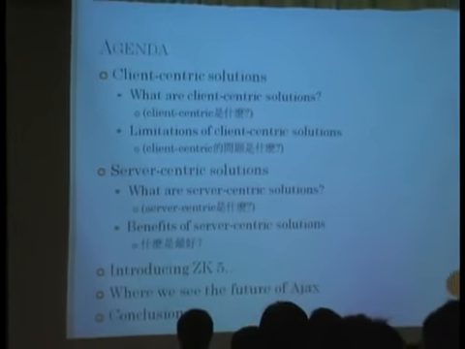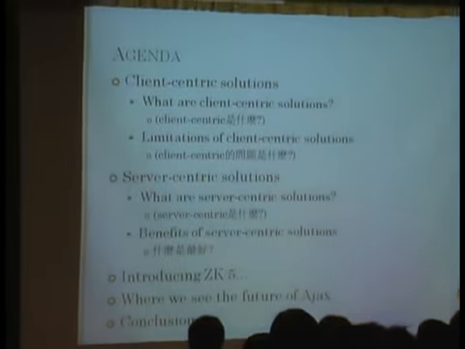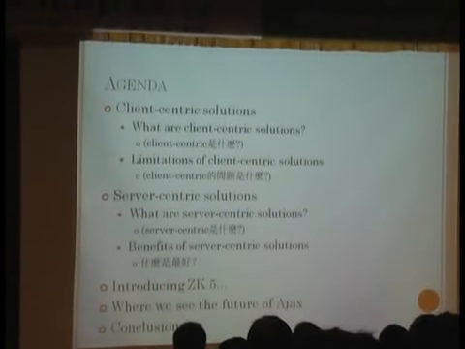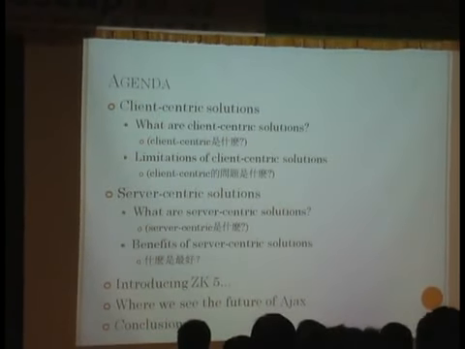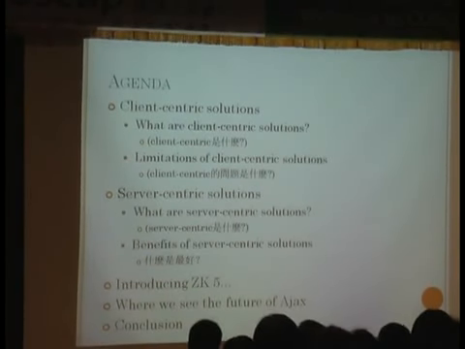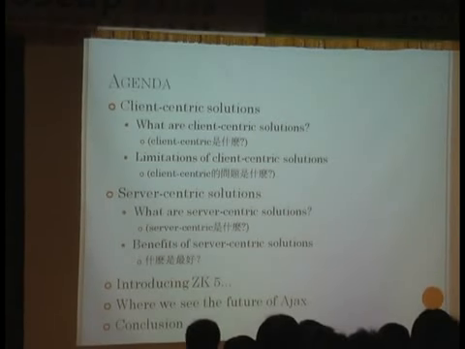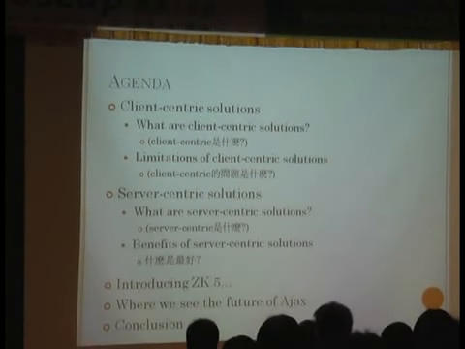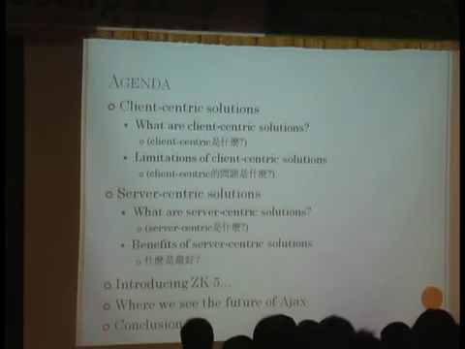Okay, so we're going to talk about Ajax today and the ZK5 framework. So to introduce, we've got the agenda. Client-centric solutions, 是什么? What are they? Client-centric solutions limitations, 是什么? Server-centric solutions, 是什么? The benefits of server-centric solutions. An introduction to ZK, and where we see the future of Ajax and further conclusions.